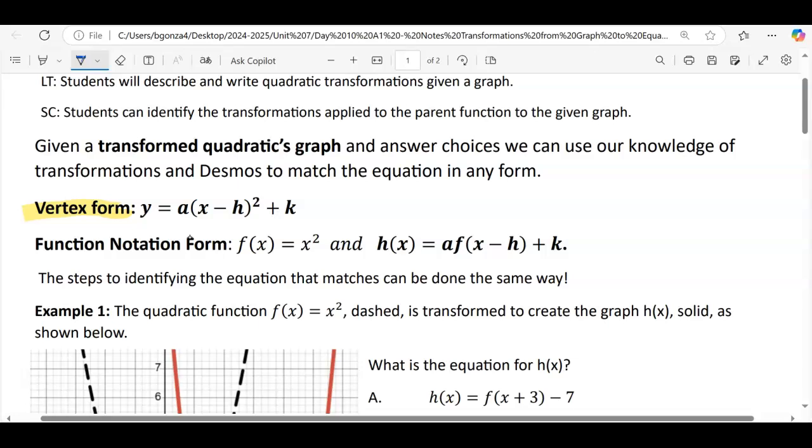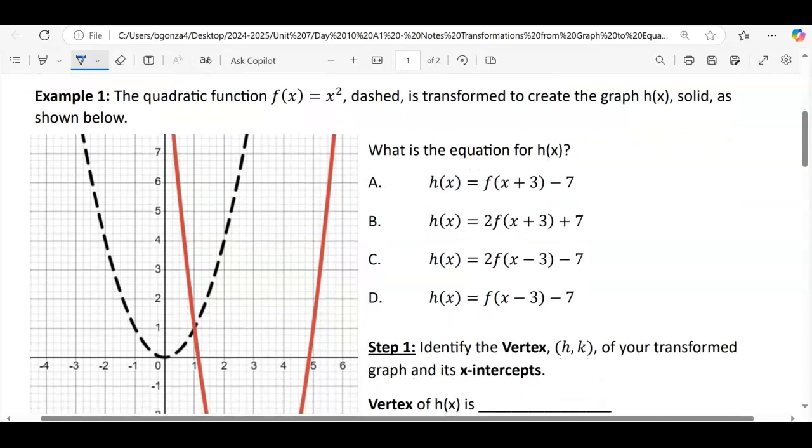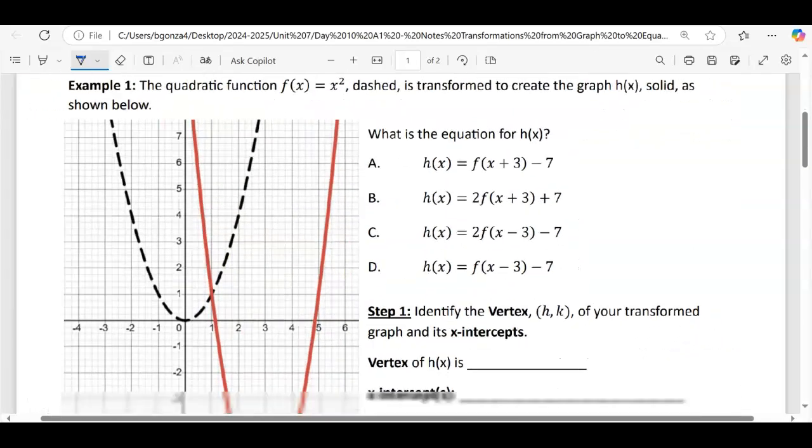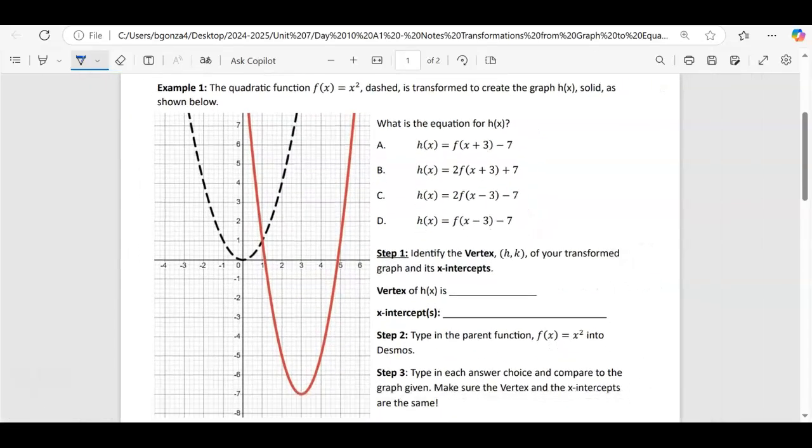So you got to know y equals a(x minus h) squared plus k. Okay, you know that the function notation form is f of x, and then we have h of x for this change. All right.